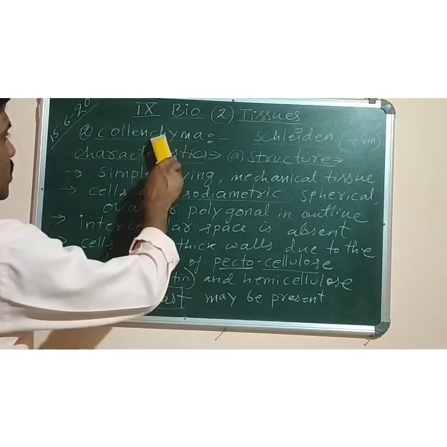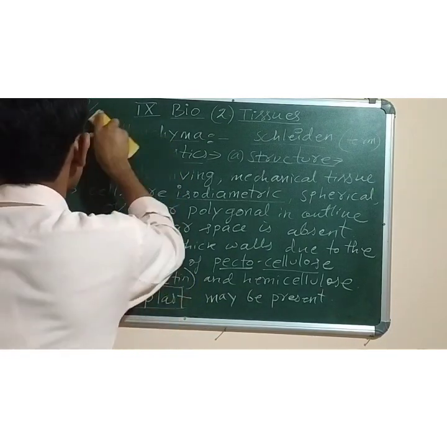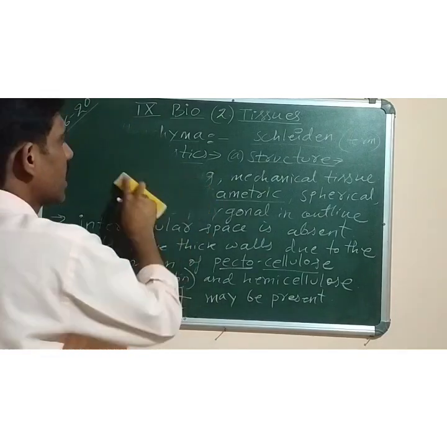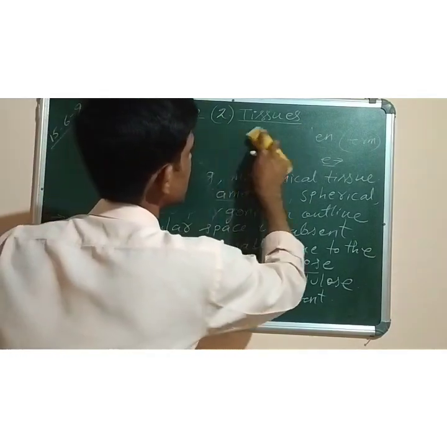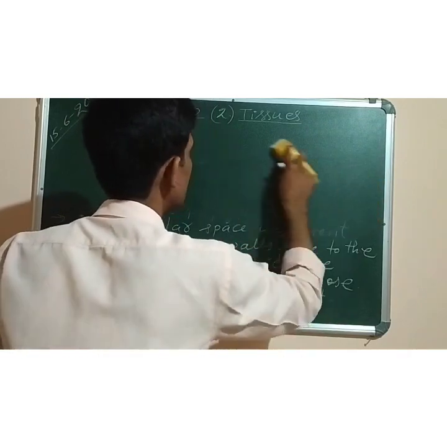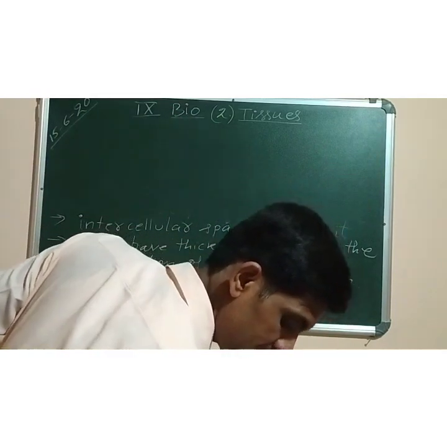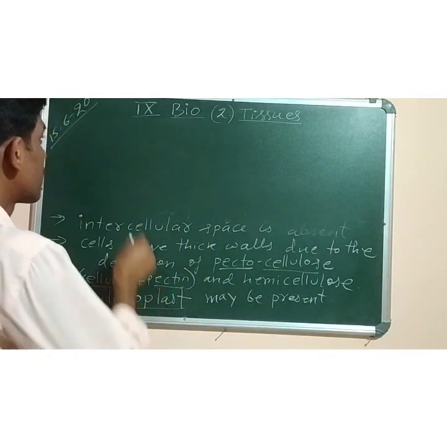Now next is occurrence, where is it found, this collenchyma tissue? It is found in the peripheral region. Peripheral means in the side regions of stems and leaves. These two places, the stems and leaves. It is not found in the monocots and roots.